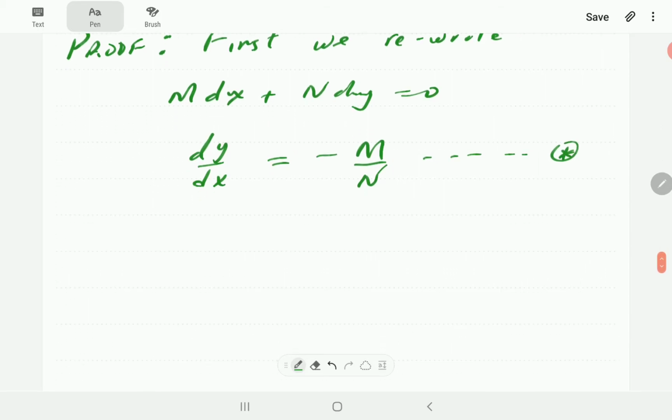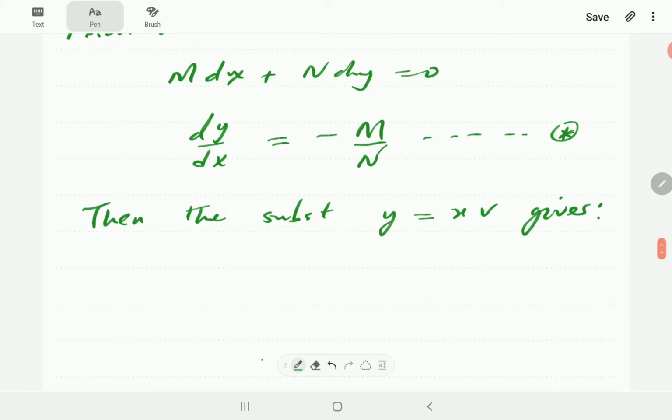Okay, so let's call this our equation asterisk. All right, then the substitution y equals xv is going to give us the following. So first of all, we're going to rewrite the derivative in terms of v.